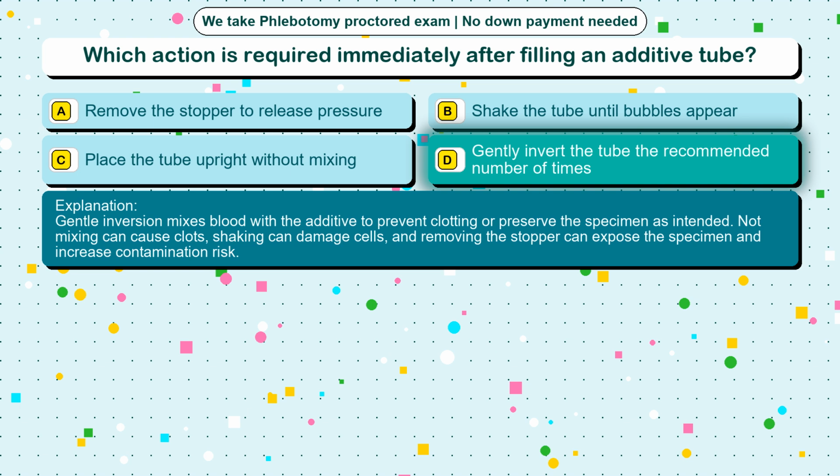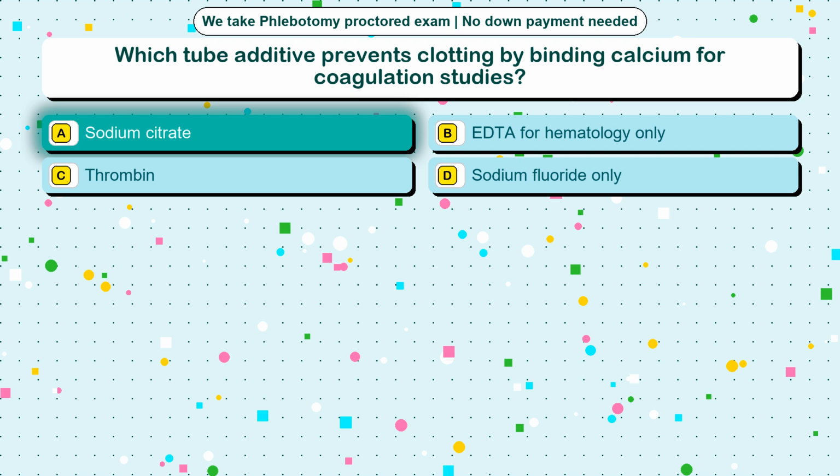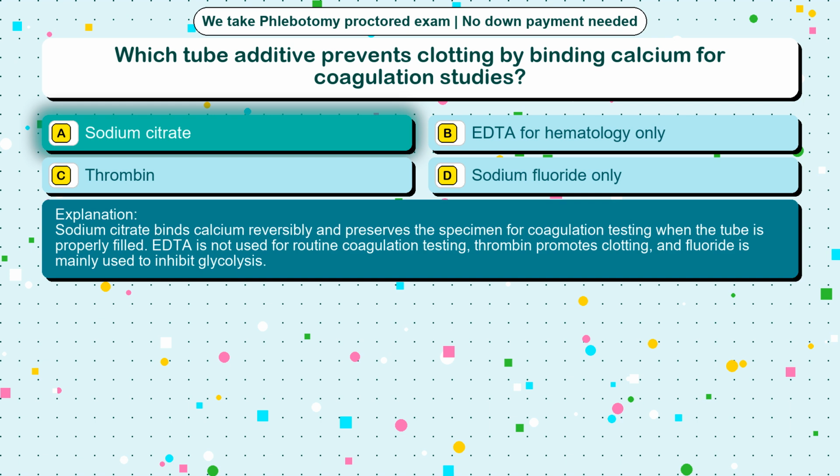risk. Question 96. Which tube additive prevents clotting by binding calcium for coagulation studies? Option A. Sodium citrate. Option B. EDTA for hematology only. Option C. Thrombin. Option D. Sodium fluoride only. The correct answer is option A. Sodium citrate. Sodium citrate binds calcium reversibly and preserves the specimen for coagulation testing when the tube is properly filled. EDTA is not used for routine coagulation testing. Thrombin promotes clotting, and fluoride is mainly used to inhibit glycolysis.